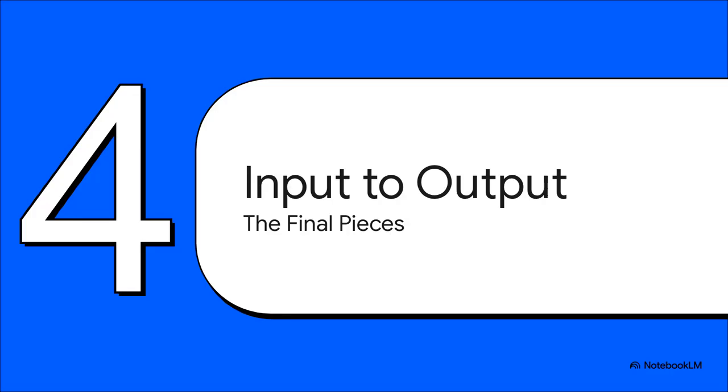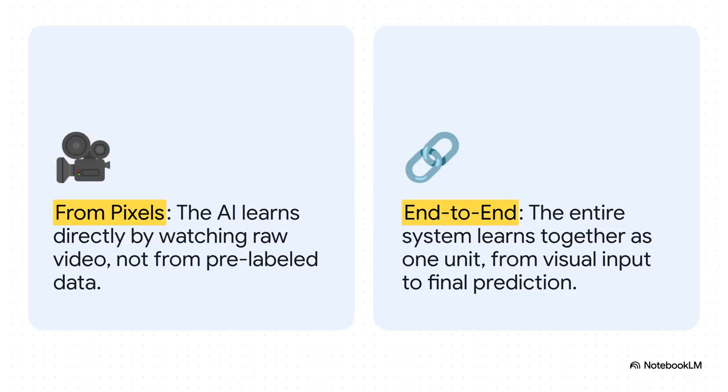We are so close. We just have two last little phrases to figure out, and these basically tell us how the AI gets its information and how the whole system is built. From pixels is maybe the easiest one. It just means the AI learns by watching raw video. That's it. It's just looking at the pixels on a screen, no humans needed to tell it, that's a car or that's a tree. And then end-to-end, that just means the whole thing is one big connected system. The learning flows all the way from the first pixel it sees to the final prediction it makes, all in one go. It's a complete self-contained learning machine.